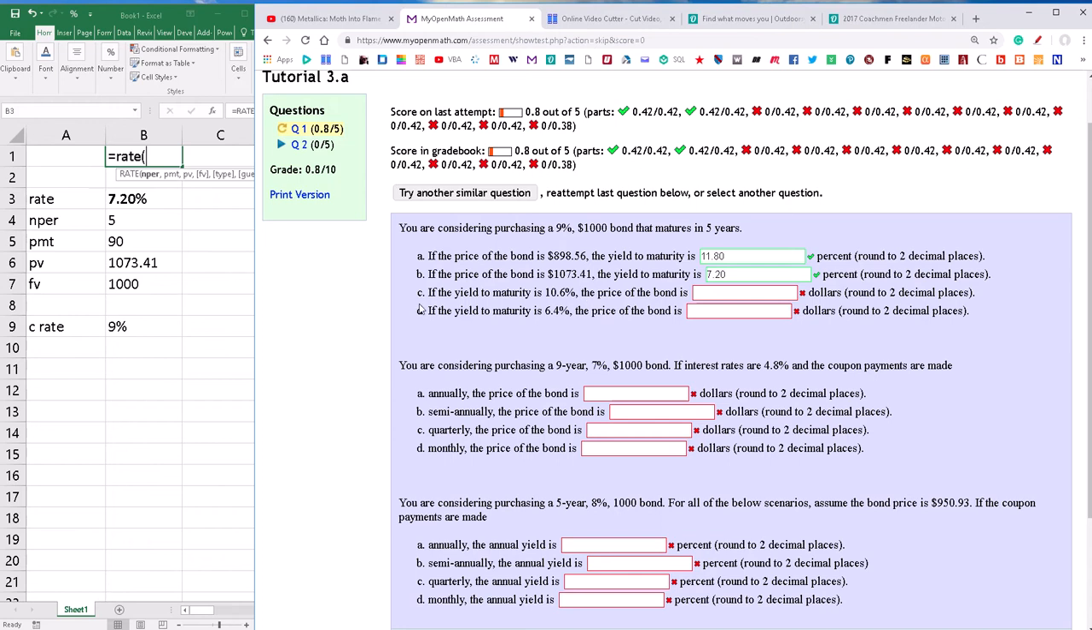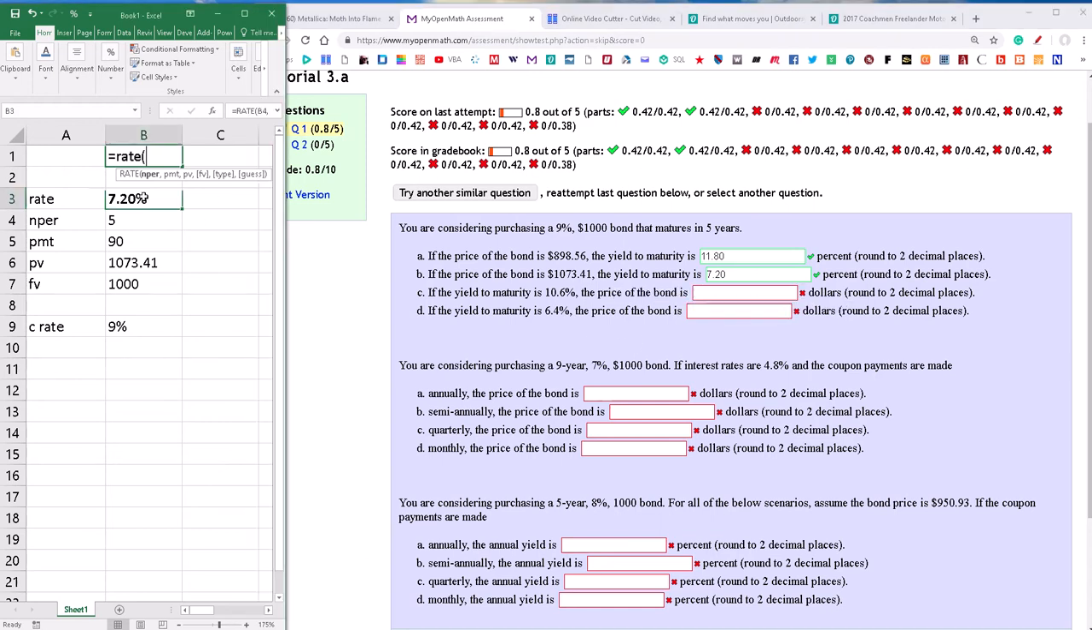Now I'm flipping the problem. Now I'm giving you the yield to maturity. So I'm giving you the rate. This is the rate as a percent. And I want you to calculate the price. And the price is just the present value of the stream of payments. 5 annual $90 payments and 1 payment at the end of 5 years of $1,000. You have a stream of payments here. The price of the bond is just the present value of that income stream.